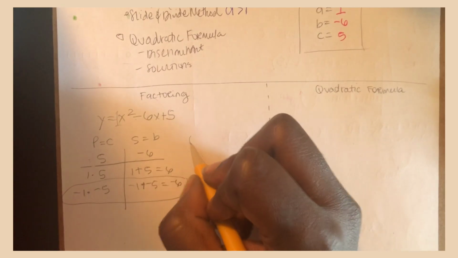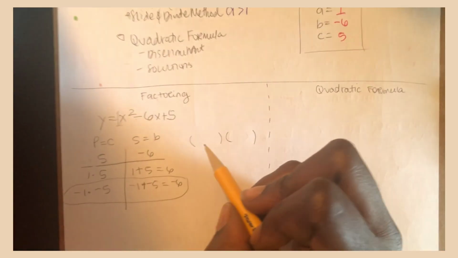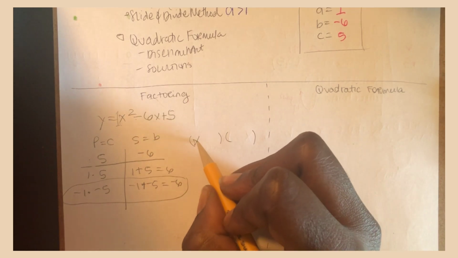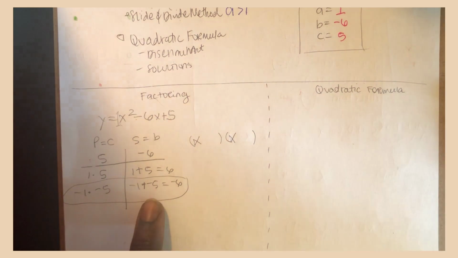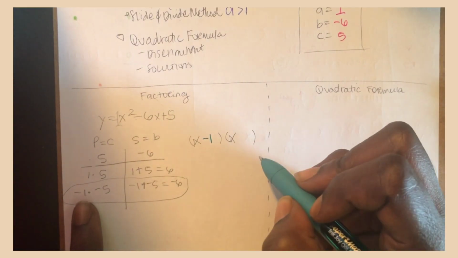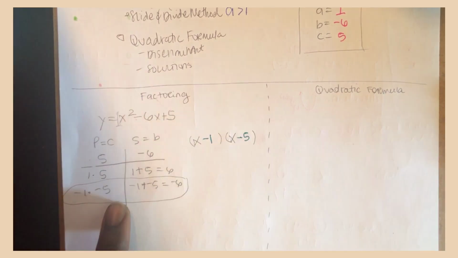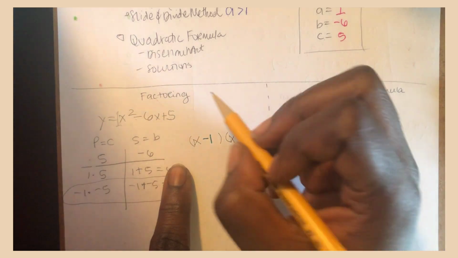So now we write those factors in binomials. Remember, we're factoring to break apart this quadratic. Our leading coefficient was x. And then our 2 values are going to go on the inside: -1, as in x minus 1, and -5, as in x minus 5. Okay? Now that was the factoring.